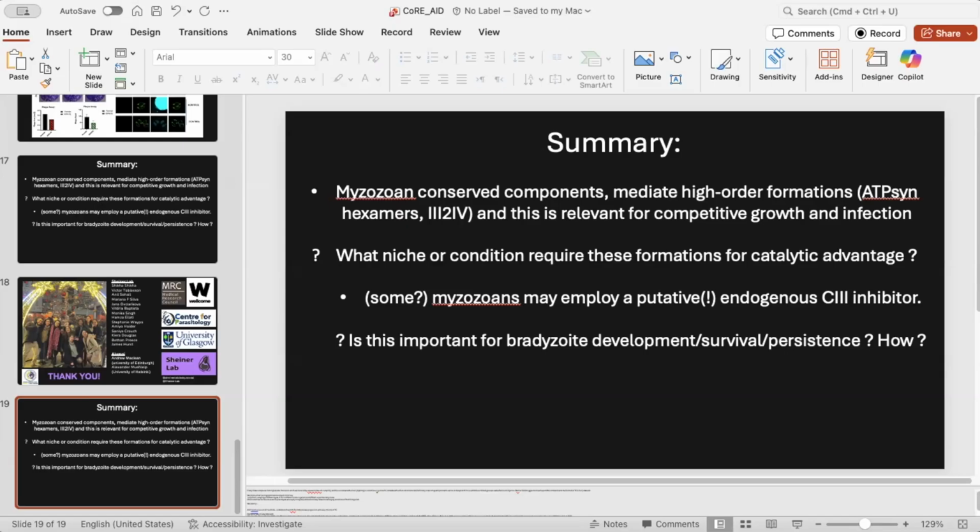And of course, the hypothesis based on Taco's data, for example, where you see more supercomplexes in the sexual stages, is that those things become more important when they are in the mosquito and they're more heavily reliant on a very efficient oxidative phosphorylation chain.